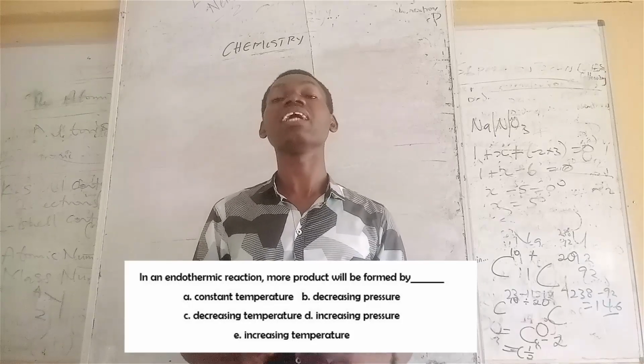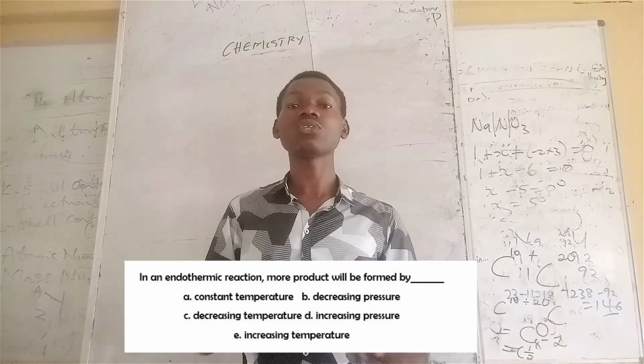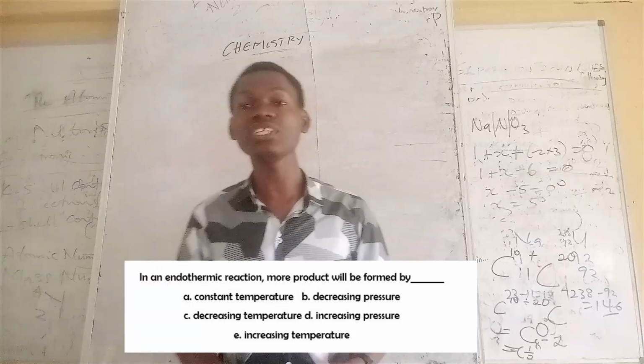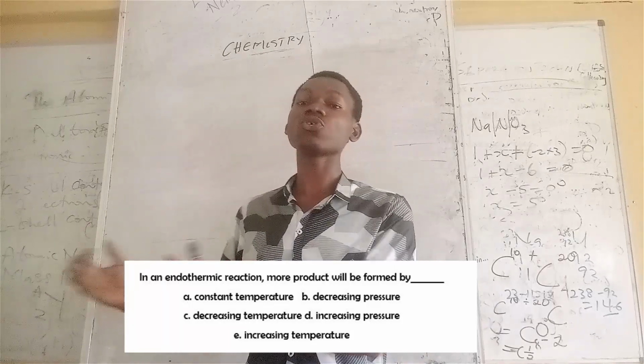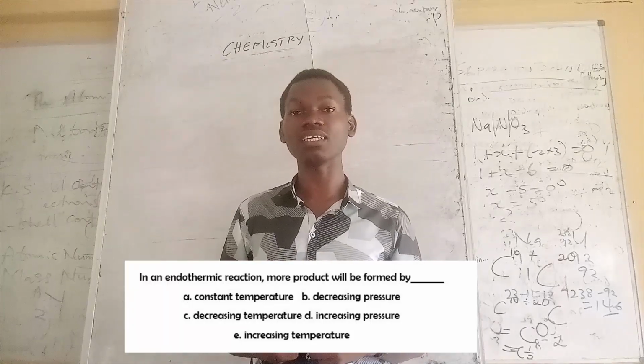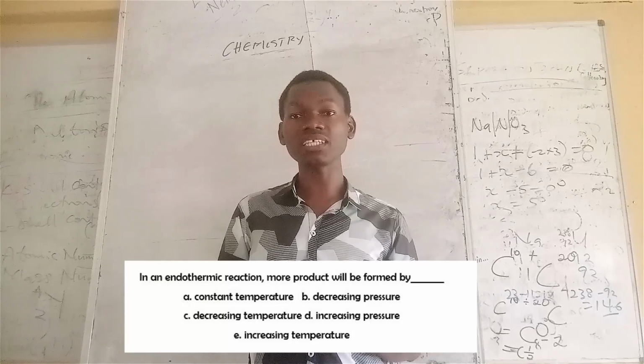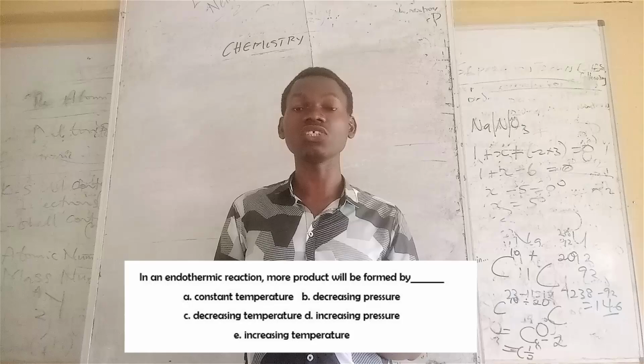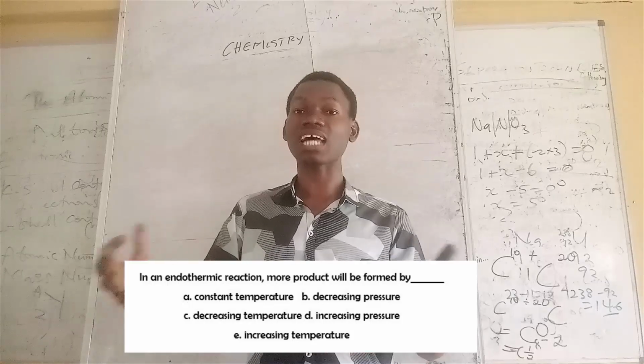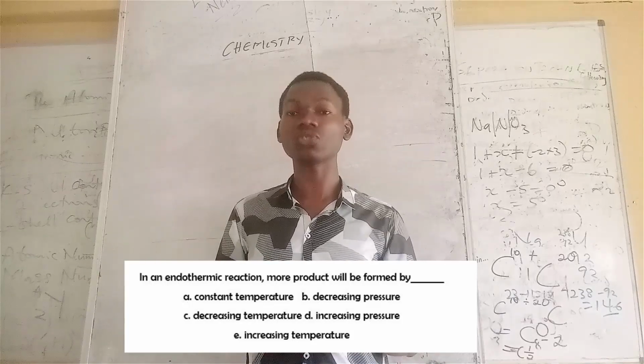First of all, what is an endothermic reaction? An endothermic reaction is a reaction in which, when it occurs, it absorbs heat energy from its surrounding. So when this reaction occurs, the system or the place in which the reaction takes place is going to be cool, meaning that it has absorbed heat energy from its surrounding.